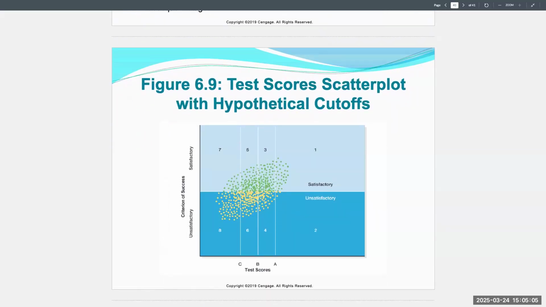The figure here visualizes how test scores relate to job success cutoffs. So the x-axis represents the test scores, low to high, and the y-axis represents the job performance, unsatisfactory to satisfactory.